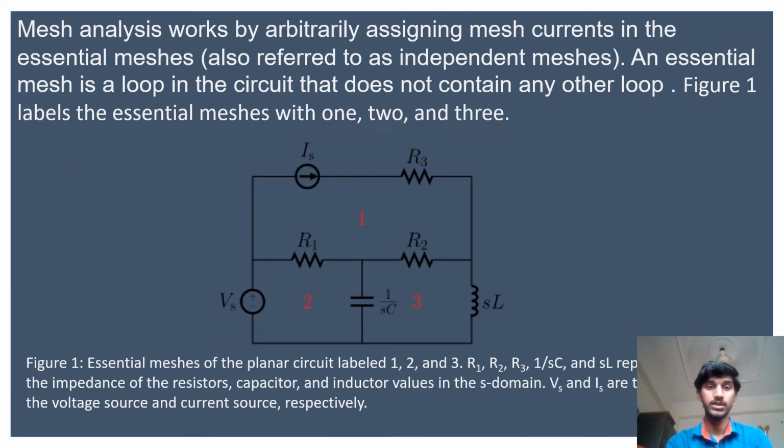Mesh analysis works by arbitrarily assigning mesh currents in the meshes, also referred to as independent meshes. An essential mesh is a loop in the circuit that does not contain any other loop. Figure 1 below labels the essential meshes with 1, 2, and 3. Essential meshes for the planar circuit are labeled 1, 2, and 3 respectively.